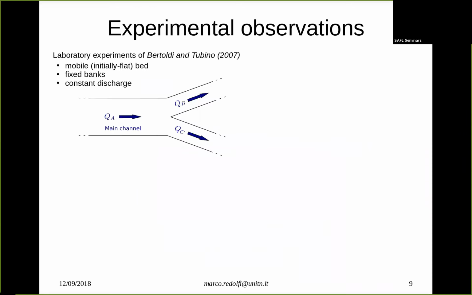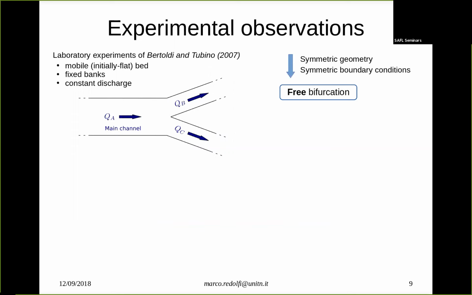In this first part, I can start again with experimental observations. It's a different set of laboratory experiments, again from Bertoldi and Tubino. They consider a mobile, initially flat bed, fixed banks, and constant discharge. Moreover, this bifurcation has a symmetric geometry and symmetric boundary conditions. This is why we call it a free bifurcation, in the sense that it is free of any ingredient that can advantage one of the two channels.